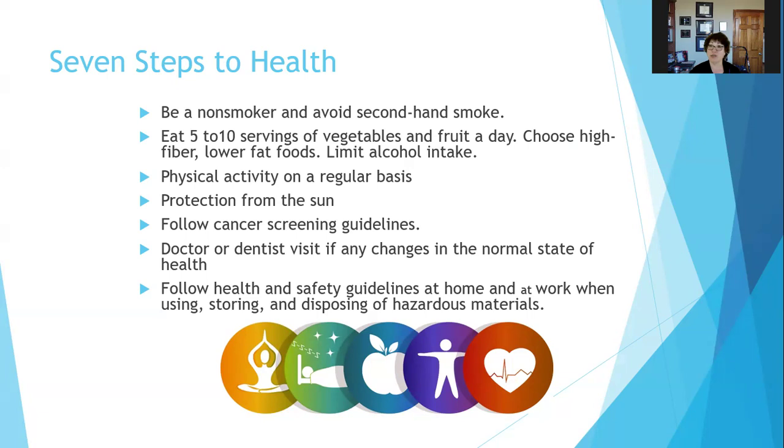Being a non-smoker and avoiding secondhand smoke, we can do that. That's easy, hopefully. Eating 5 to 10 servings of vegetables and fruit a day, choosing high fiber, low fat foods, and limiting alcohol intake. I've really been working on this the last year or so, increasing my intake of vegetables and high fiber, and limiting alcohol intake. So far so good, but it's always an experiment.